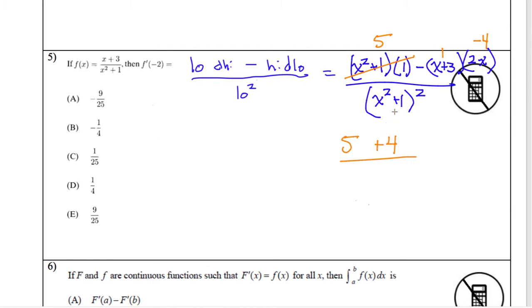And then on the bottom, when I plug in, -2 squared again is 4. 4 plus 1 is 5. 5 squared is 25. That is 9 over 25. Correct answer is E.